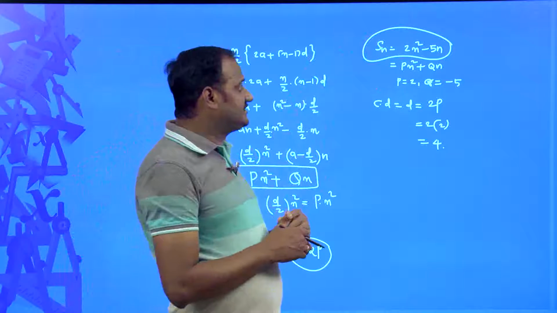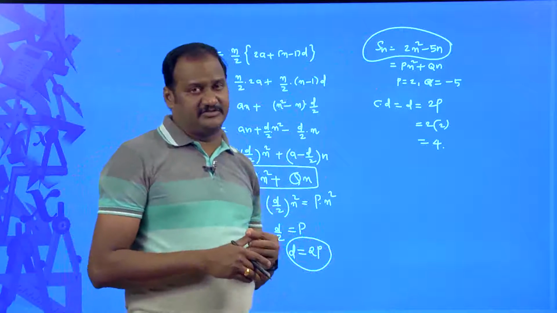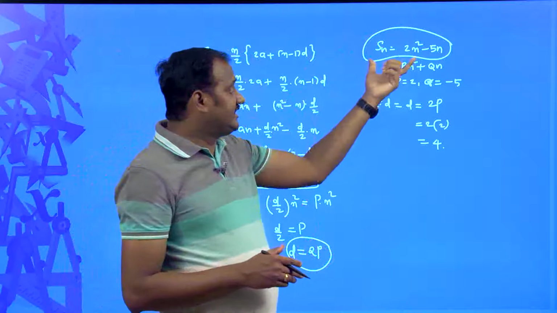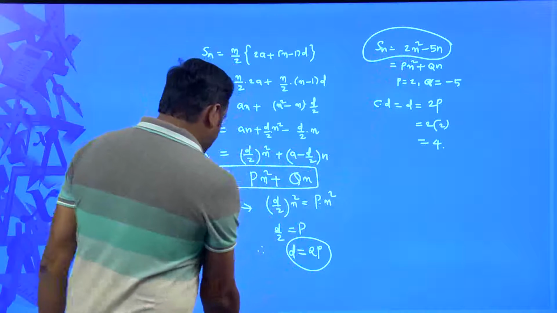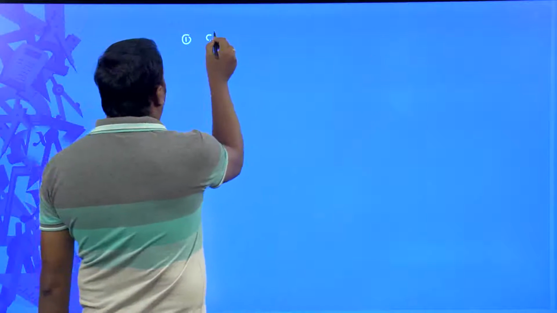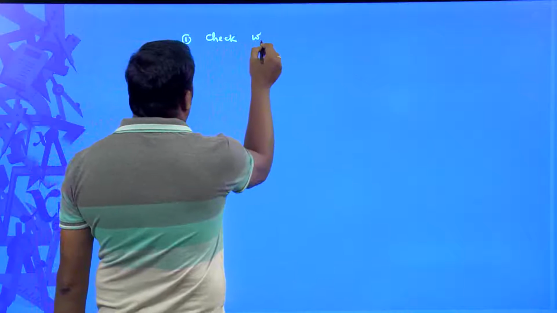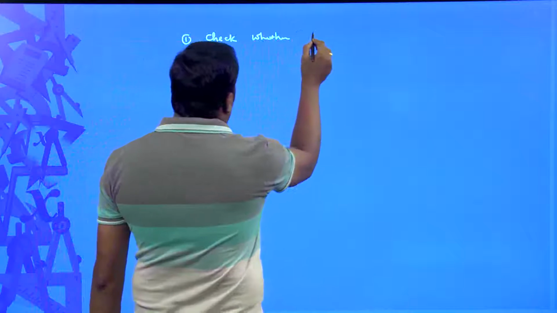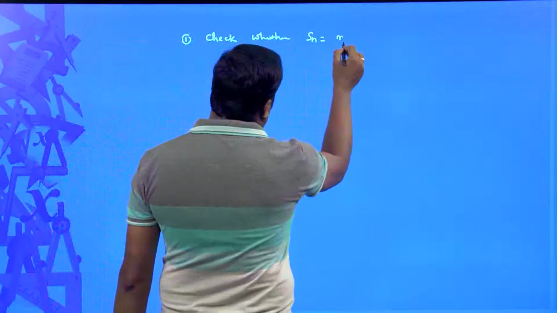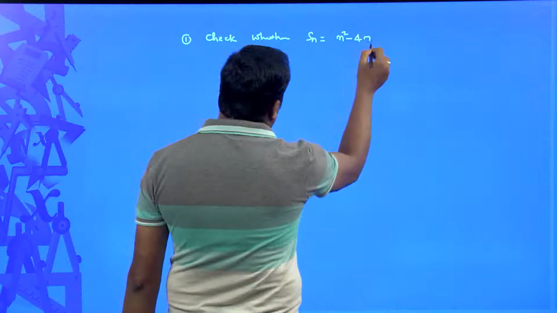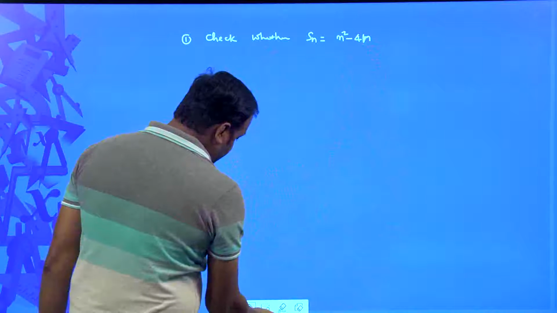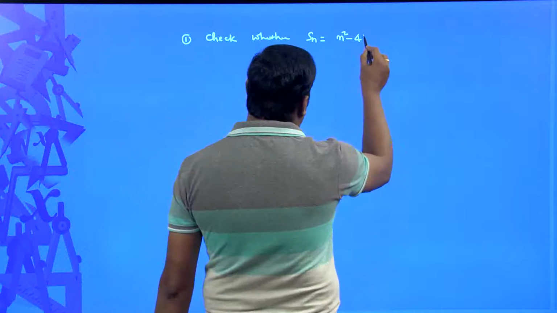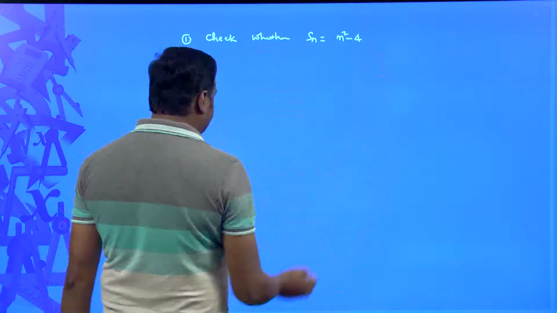Okay. So, let us discuss a few examples on this sum to n terms of an arithmetic progression, especially when expressions like 2n square minus 5n are given. So, the very first example is: check whether Sn is equal to n square minus 4n forms an arithmetic progression. Check whether n square minus 4n forms an arithmetic progression.